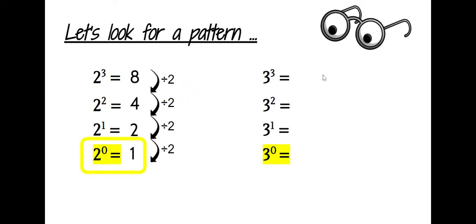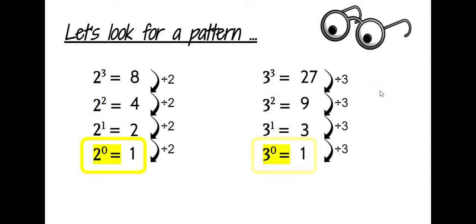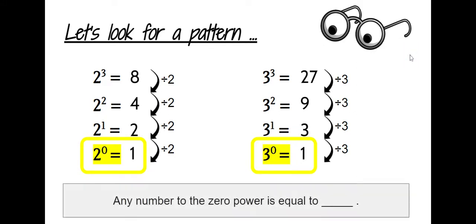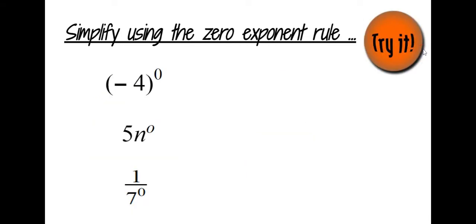Now let's go over here to this side. 3 to the third power. 3 times 3 times 3 is 27. 3 to the second power is just one less 3, so it's 9. 3 to the first power is 3, and so on. Again, you can see that we're dividing by 3. And if I continue that pattern, 3 divided by 3 is 1. So 3 to the zero power is also 1. It's true that any number to the zero power is going to give you the answer of 1. So any number to the zero power is always equal to 1. Be sure you're filling that out in your notes. That is the zero power rule. Always equal to 1.